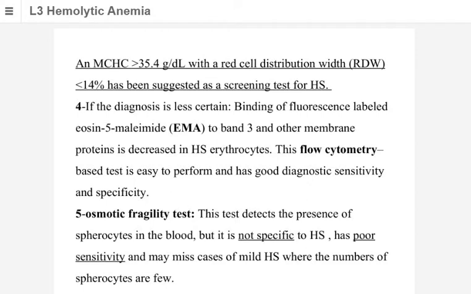What about the osmotic fragility test? This test detects the presence of spherocytes in the blood, but it is not specific to hereditary spherocytosis, has poor sensitivity, and may miss cases of mild hereditary spherocytosis, where the numbers of the spherocytes are few. So it is less sensitive and less specific than the flow cytometry test.